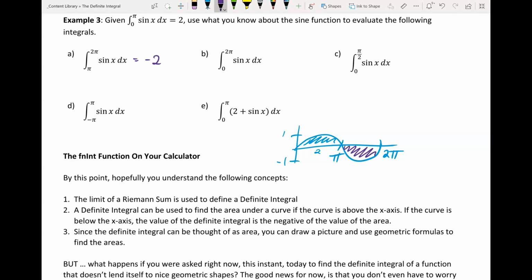Moving on to B, now we're going to go from 0 to 2 pi. So what I can do is add the area of the region from 0 to pi, and then add the region from pi to 2 pi. So that is going to be 2 plus negative 2, which is 0.